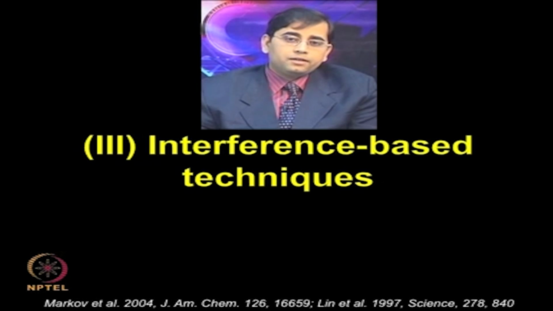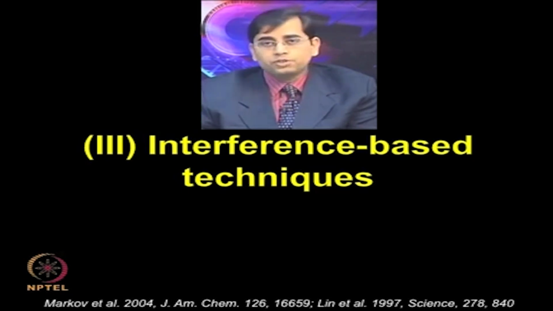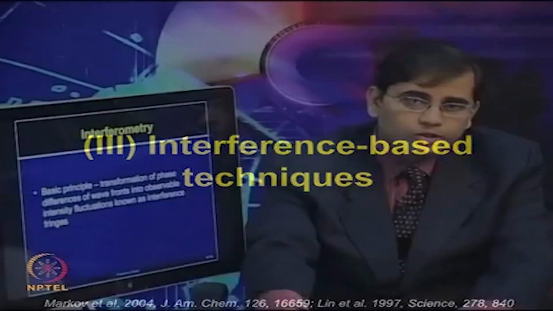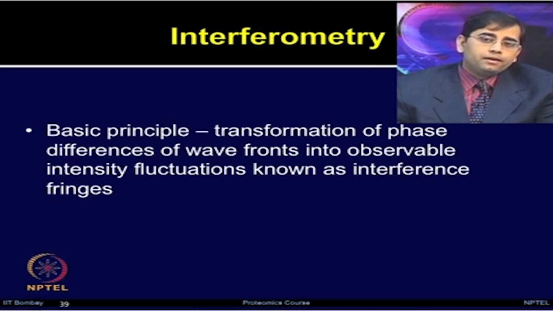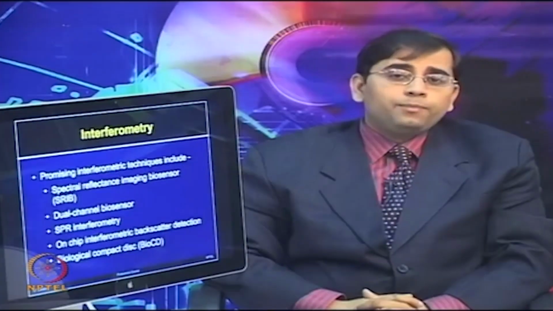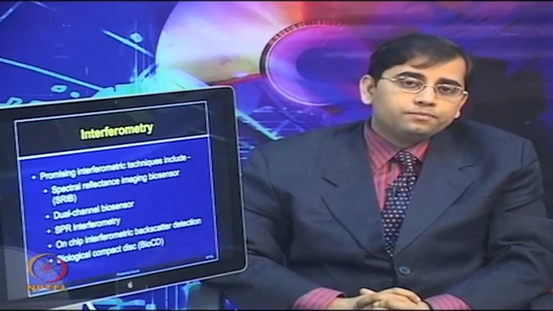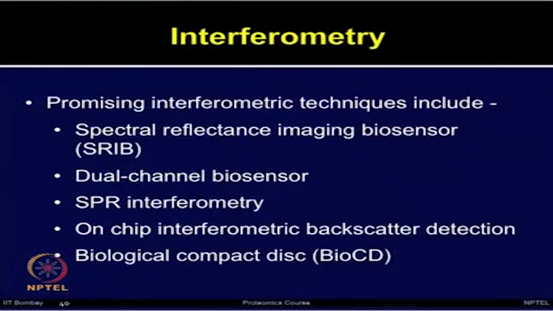Now let us move on to the third label free technique, which is interference based techniques. We have already discussed SPR and imaging based techniques and ellipsometry based techniques, and now we will talk about interference based techniques. Let us first talk about interferometry. Interference based detection techniques are a powerful tool for biochemical and functional analysis of proteins. Its basic principle is the transformation of phase differences of wavefront into observable intensity fluctuations, which are known as intensity fringes. Many promising interferometry techniques have emerged, which include spectral reflectance imaging biosensor or SRIB, dual channel biosensor, SPR interferometry, on chip interferometric backscatter detection, and biological compact disc or BioCD.